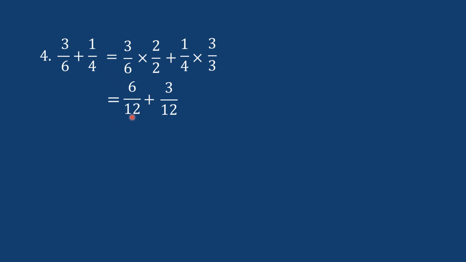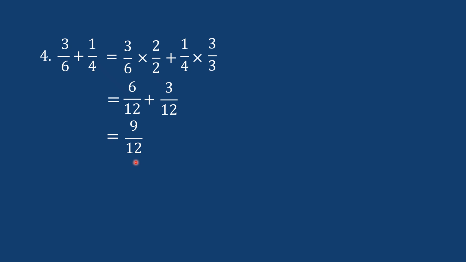The denominators are the same. So we can just add the numerators. And then divide the sum by the common denominator, 12. 6 plus 3 is 9. So we have 9 over 12. 9 over 12 is not yet in simplified form.